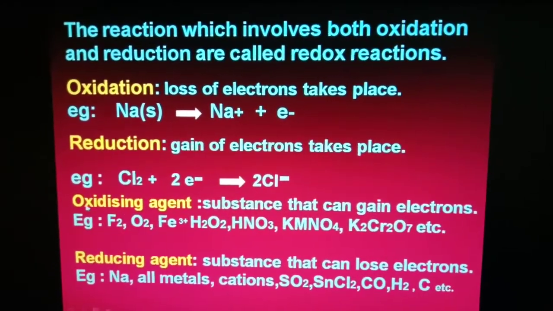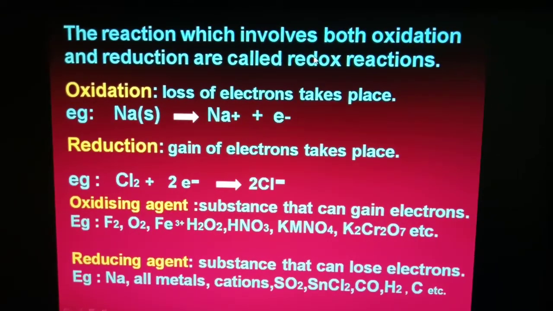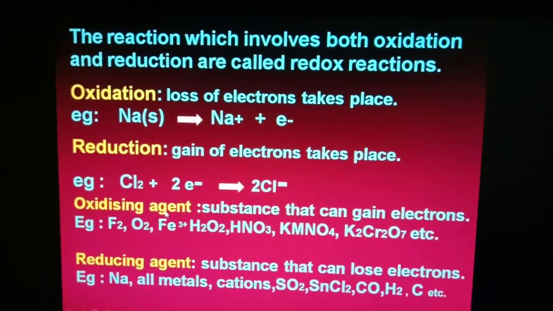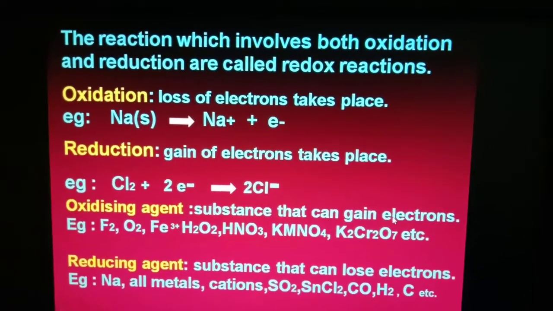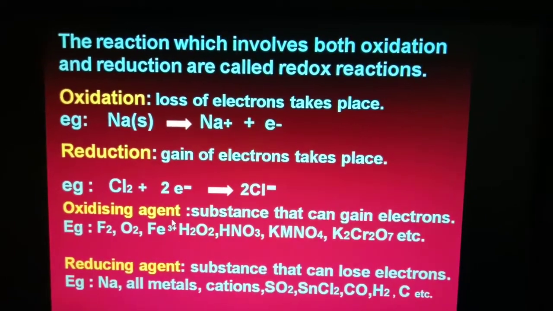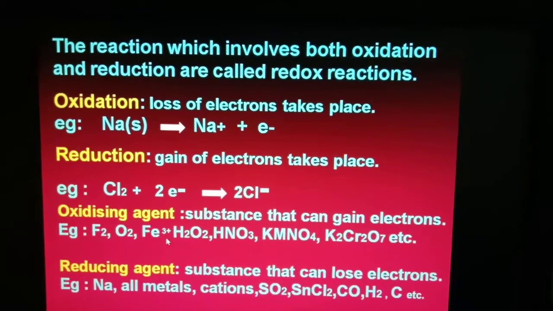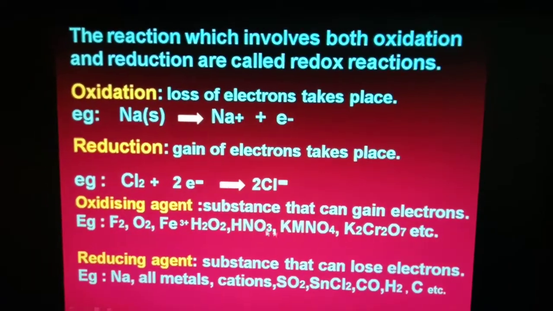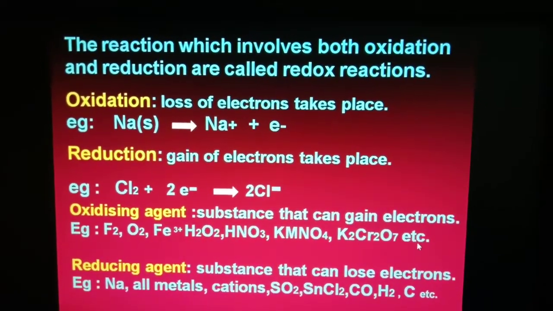We should also know two types of substances which help in redox reactions. One is oxidizing agent. The substance that can gain electrons is called an oxidizing agent. Example, F2, O2, Fe3+, H2O2, HNO3, KMnO4, K2Cr2O7, etc.